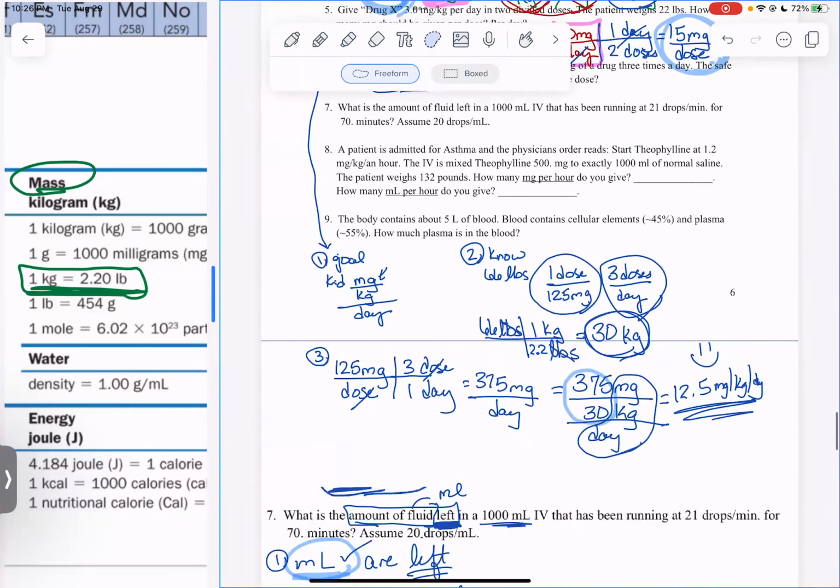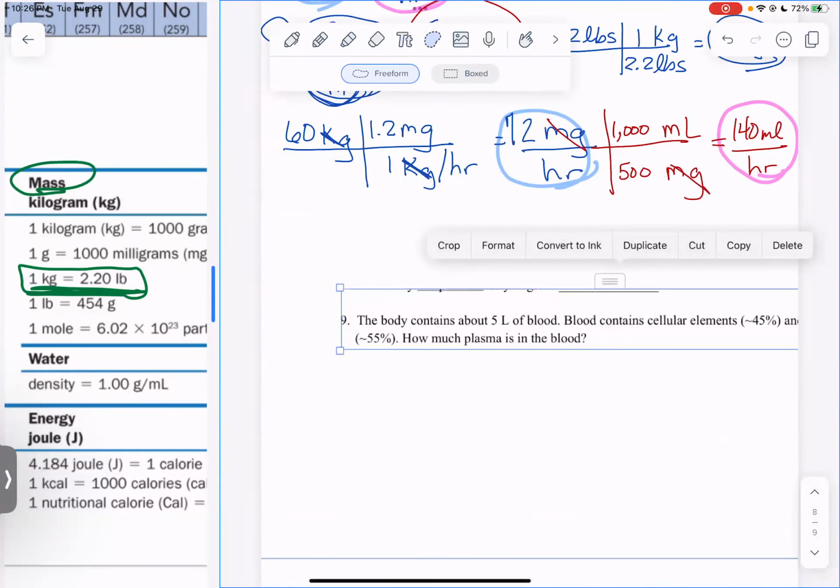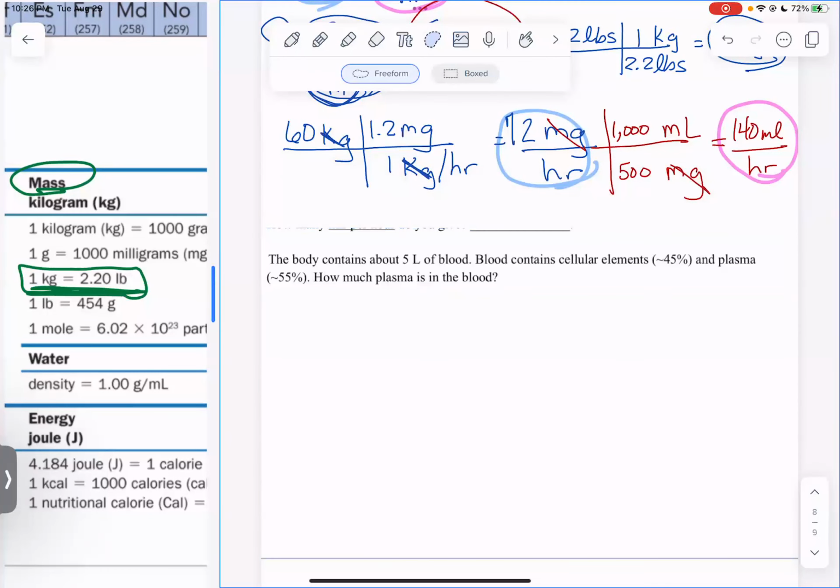Okay, copy that. I'm going to come all the way down here, paste it right there. Okay. The body contains about 5 liters of blood. Blood contains cellular elements, about 45%, and plasma, 55%. How much plasma is in the blood?